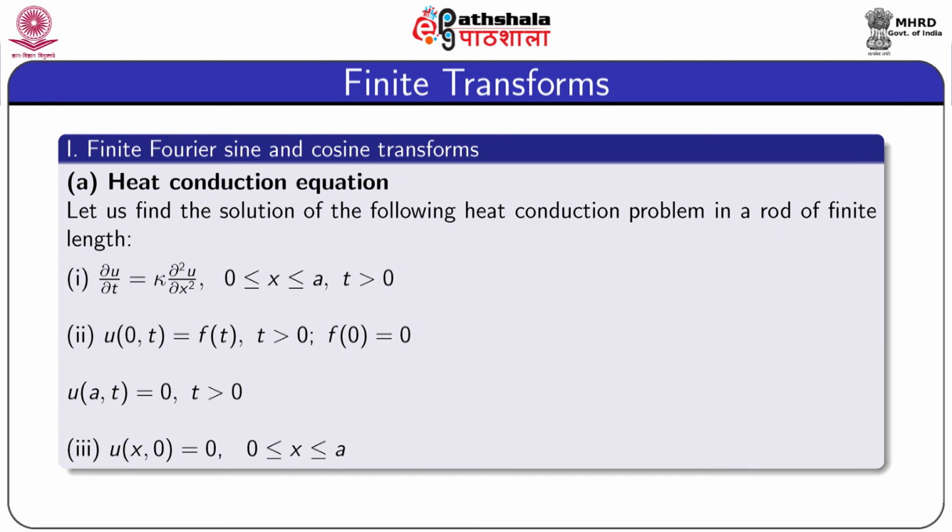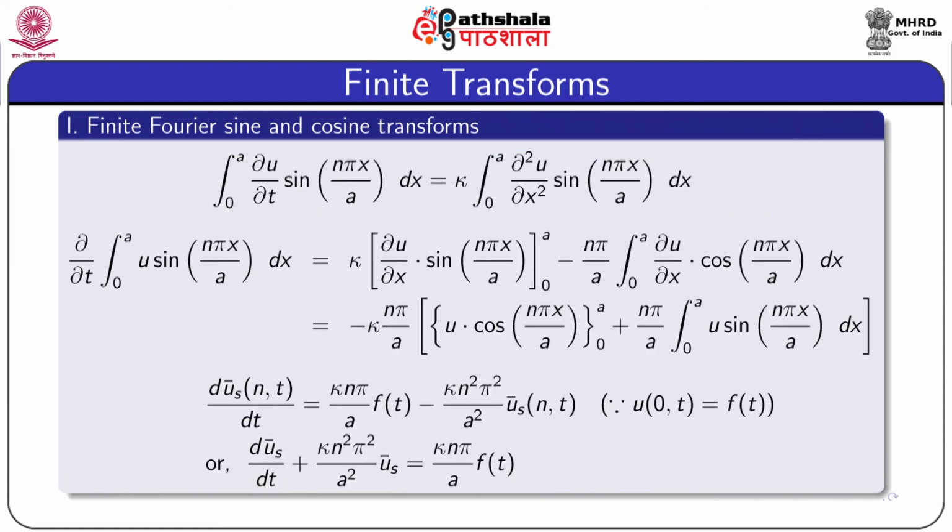First of all, we are taking the finite sine Fourier transform of the given equation 1. For that, we multiply the equation by sin(n pi x by a) and integrate over 0 to a. Now, if we see the left hand side of this expression, we interchange the differential operator and the integral operator in the next line. So, the left hand side is equal to del del t of integration 0 to a u sin(n pi x by a) dx.